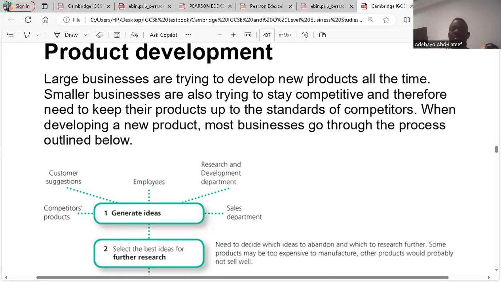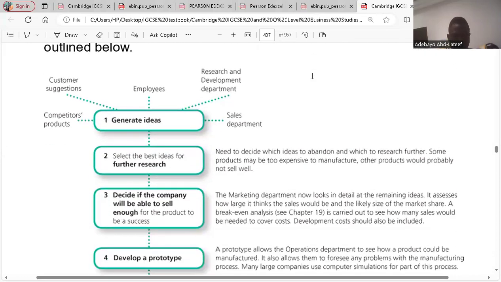So the process of developing a new product is what we want to talk about now. The first one is to generate ideas. When you're generating ideas, what does that mean? It might be from customers, it might be from employees. You can generate ideas from research and development, from competitors and sales departments.